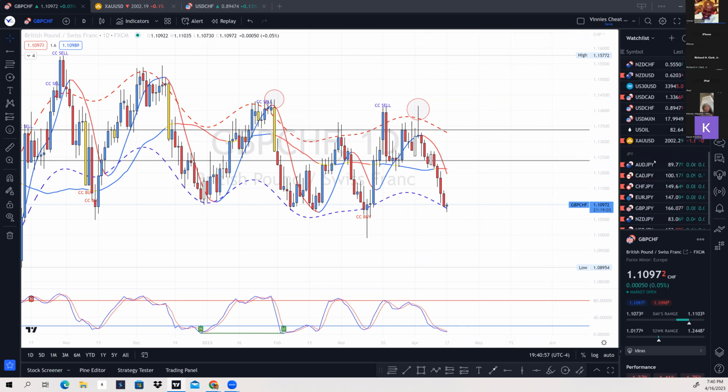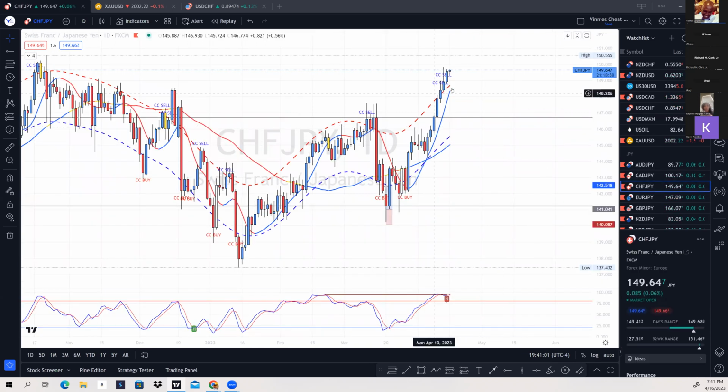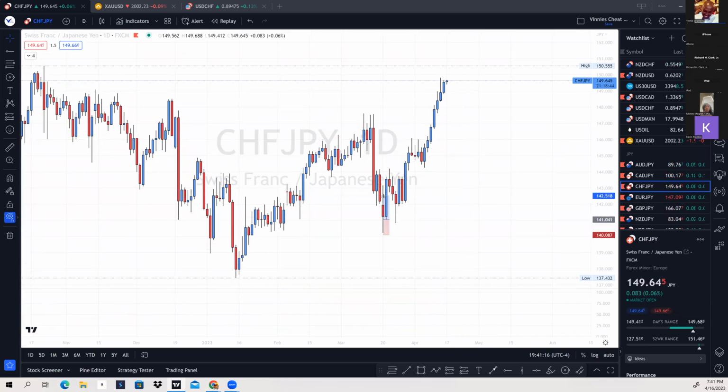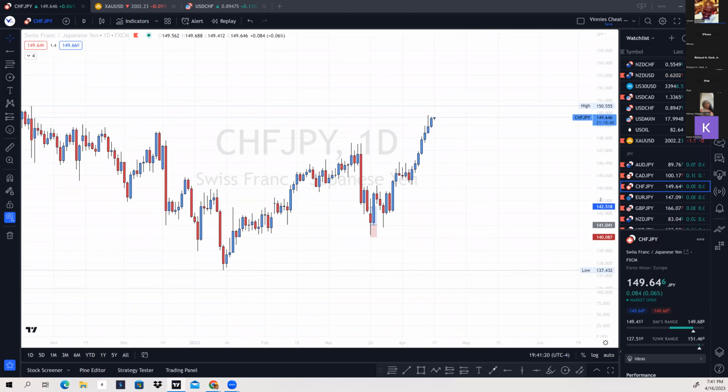Another pair is CHF JPY for a sell, okay? We can see that price is very overextended. We just had a break of structure. So again, after a break of structure, there's always going to be a pullback. So let me show you an example of how we mark this up. Okay, so let me go ahead and turn off the indicator, because we only use the indicator for confirmation. All right.